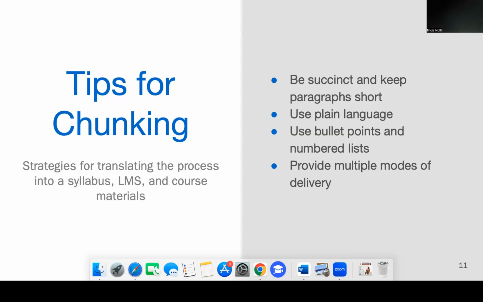Using plain language ensures that your students can understand the information the first time they read it or hear it. You also want to use bullet points or numbered lists to help delineate key points or steps in the process. This is particularly important as you're articulating assignments and assessments, so that students understand the path they need to take to complete your expectations and for them to master the content. Finally, you want to provide multiple modes of delivery of that information so that all learner needs are met. So this may include offering key information in both written and visual forms.